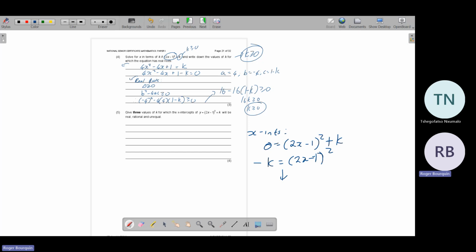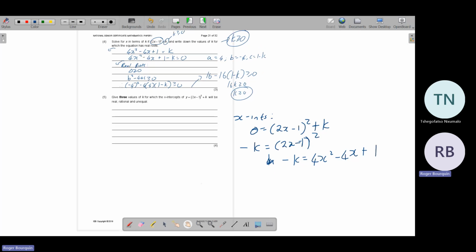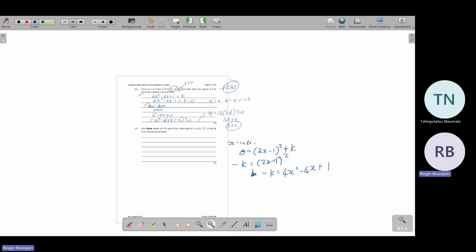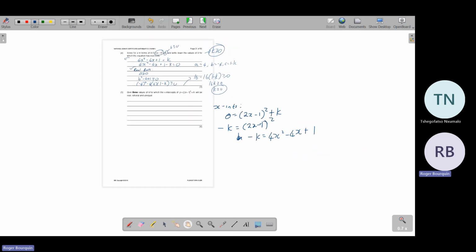X intercept, y is equal to 0, right? So you have to cut your values. Be careful, it looks like the same equation, but it's not quite, because k in this case is the opposite sign, right?